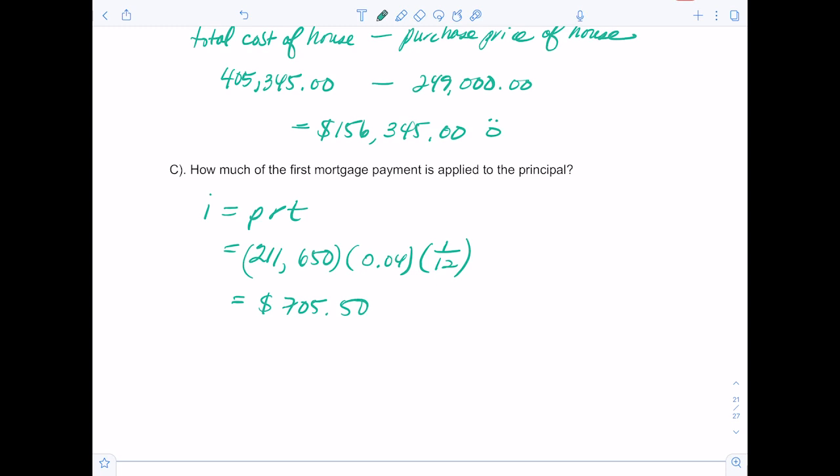So what I need to do now is take the monthly principal and interest, and we're going to subtract the amount of interest on the first payment.